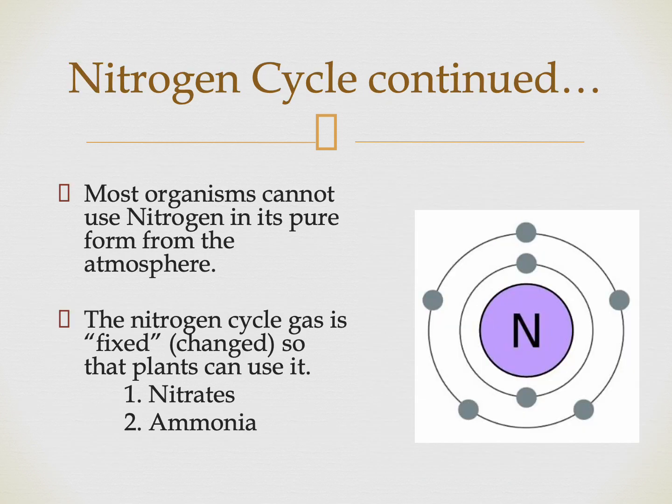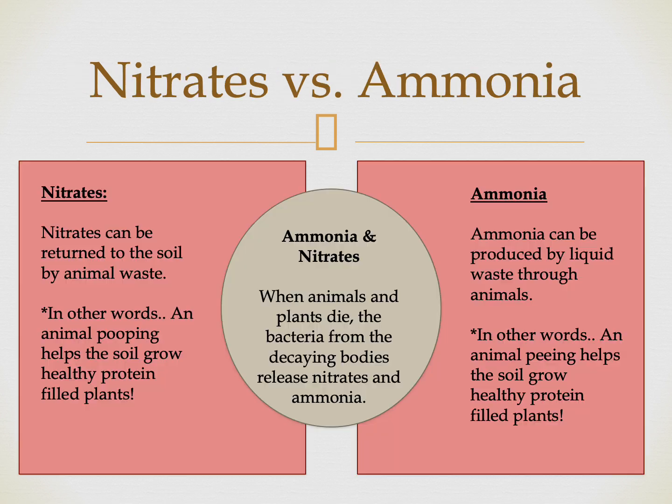Most organisms cannot use nitrogen in its pure form of just nitrogen. This is going to occur in the atmosphere. As a result, nitrogen has to be fixed or changed so that plants and animals can use it. So it needs to be changed into the form of either nitrates or ammonia.